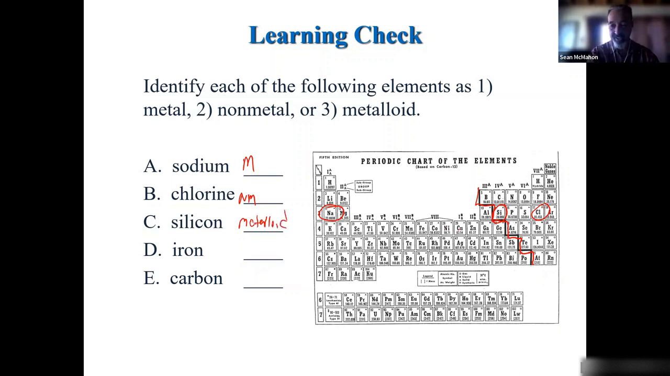Iron is in this little valley right here, which was called the transition elements or transition metals. So that's still a metal because it's on the left side. And then carbon, which is on the right, is a non-metal. But to help you with your valley, let me erase the circles.